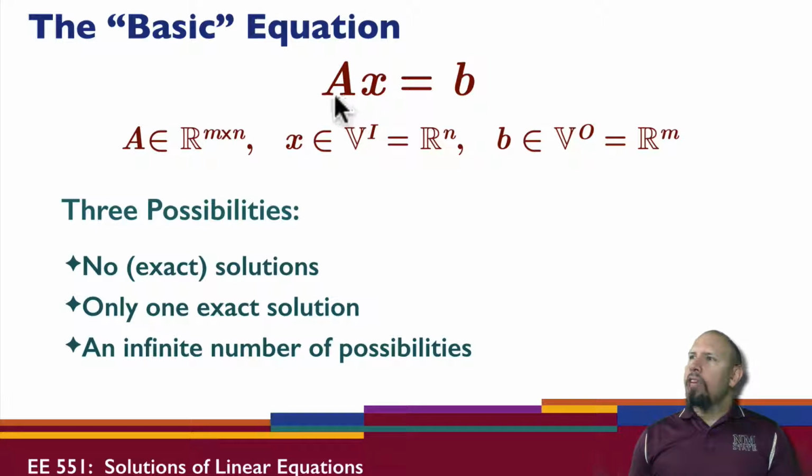Okay, so when you have an equation like this, there are three possibilities for solutions. One is that you can have no solutions, or no exact solutions. You can have a unique exact solution, and you could have an infinite number of exact solutions.